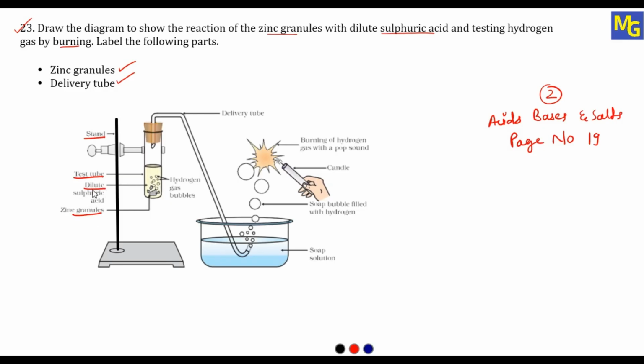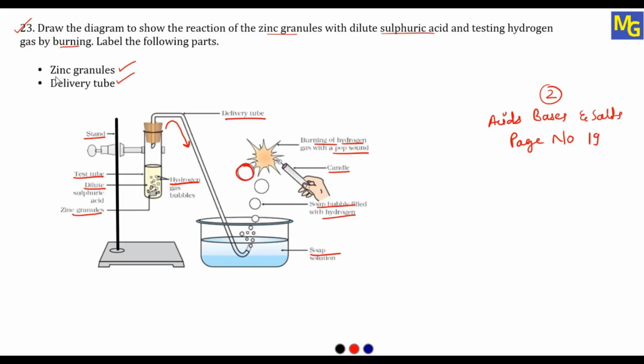Once you mix dilute sulfuric acid and zinc granules, it forms hydrogen gas. That hydrogen gas will be passed from this delivery tube. You can see here, there is a delivery tube. When that gas comes into this soap solution, it comes out in the form of bubbles. So these are the soap bubbles filled with which gas? Hydrogen gas. And to confirm that this is hydrogen gas, we are going to take a burning candle near these bubbles. If there is hydrogen gas, it will burn with a pop sound. So these are the labelings which will be done in this diagram.